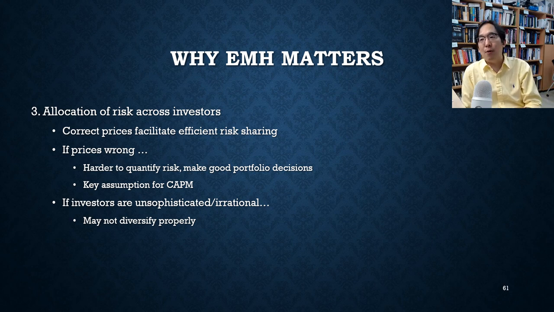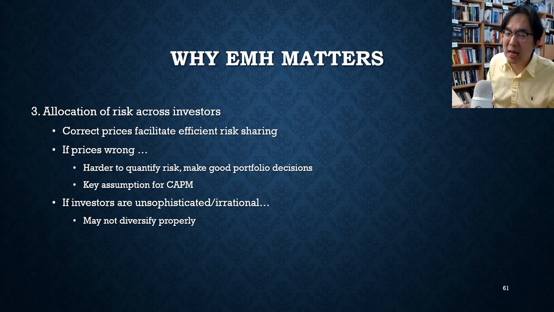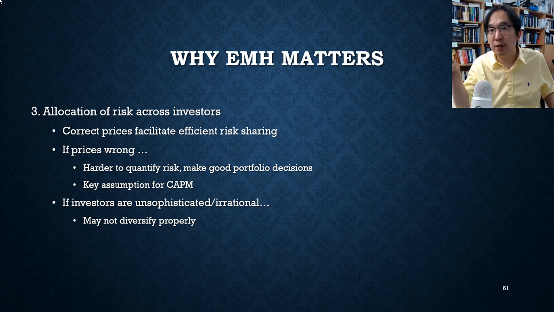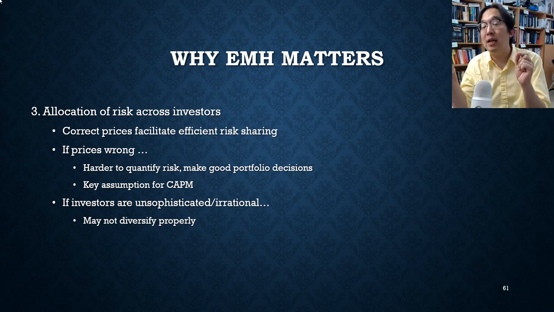Number 3, allocation of risk across investors. You remember financial management. You remember the risk-sharing idea in portfolio theory and the capital asset pricing model. Correct prices facilitate efficient risk sharing. What do you mean by risk sharing? Let's get back to your capital market line. You remember the efficient frontier and the risk-free asset.